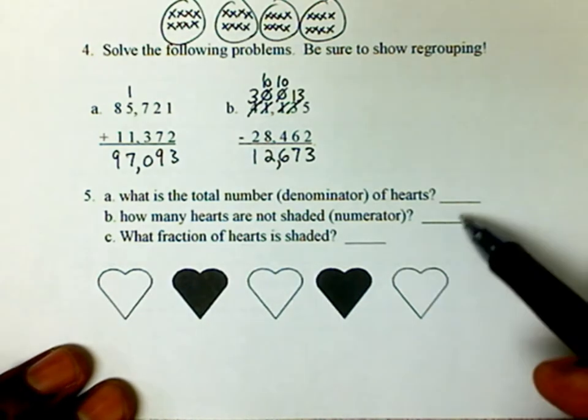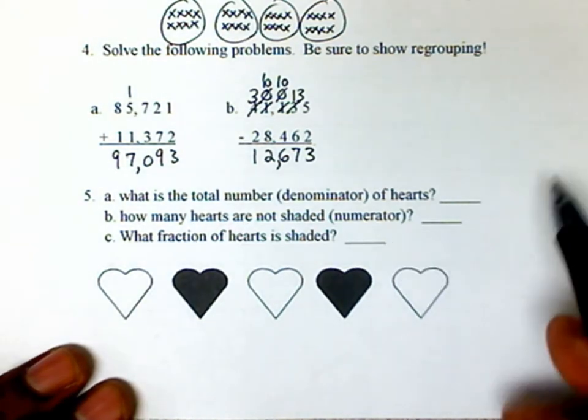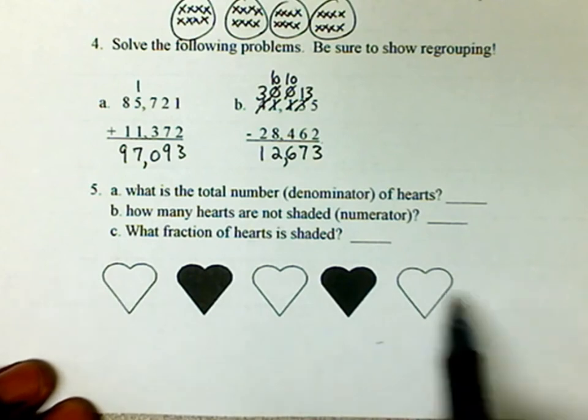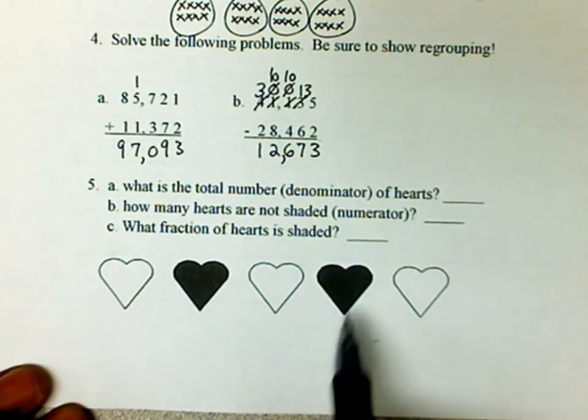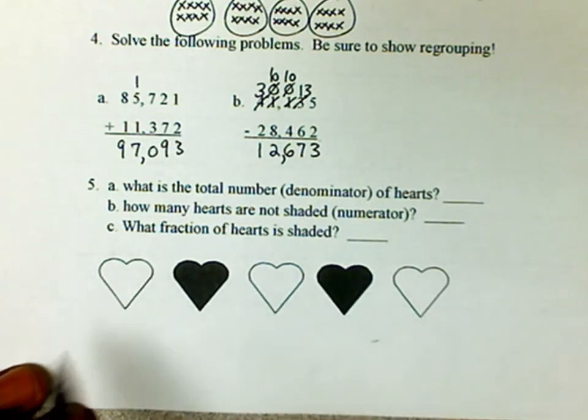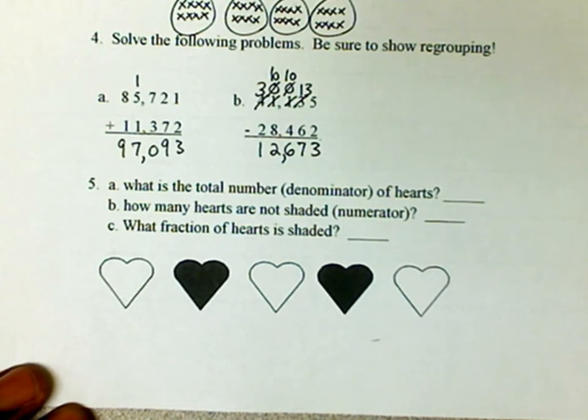So before we can answer any of these 3 questions, we need to have a look at this picture down here. What do you see when you look at this picture? You see hearts. What do you notice about these hearts? Some are white, some are black. The ones that are black represent hearts that are shaded. The ones that are white represent hearts that are not shaded.